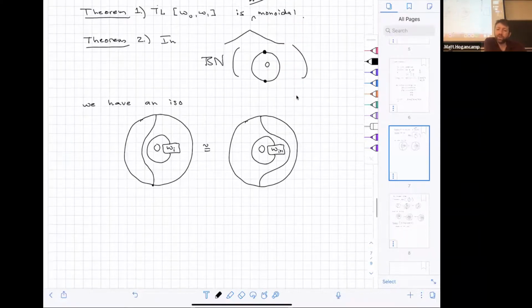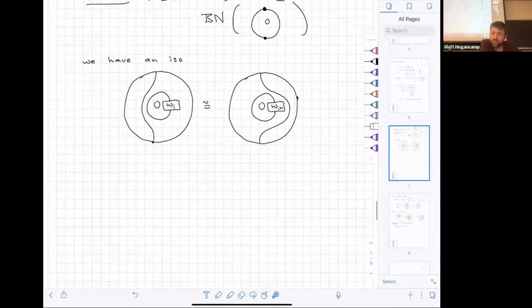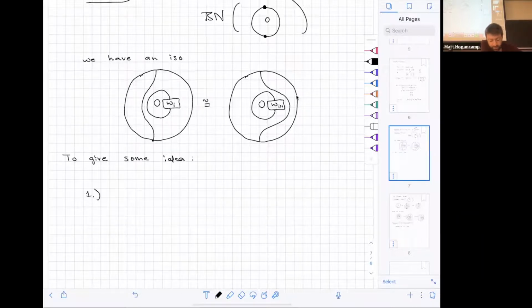I want to say a word about where the maps here actually come from. And so this will probably be the last thing that I do here. So to give some idea of why this is true or how this is proven, I want to first make the observation that inside this Bar-Natan category with two boundary points, we have a morphism.